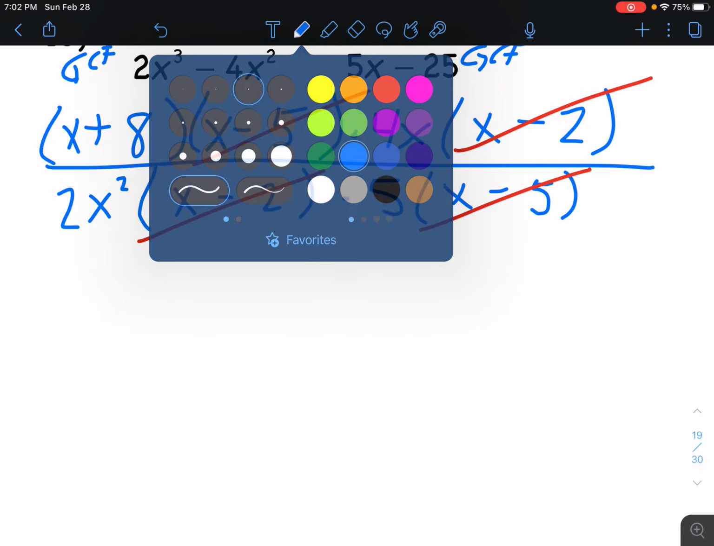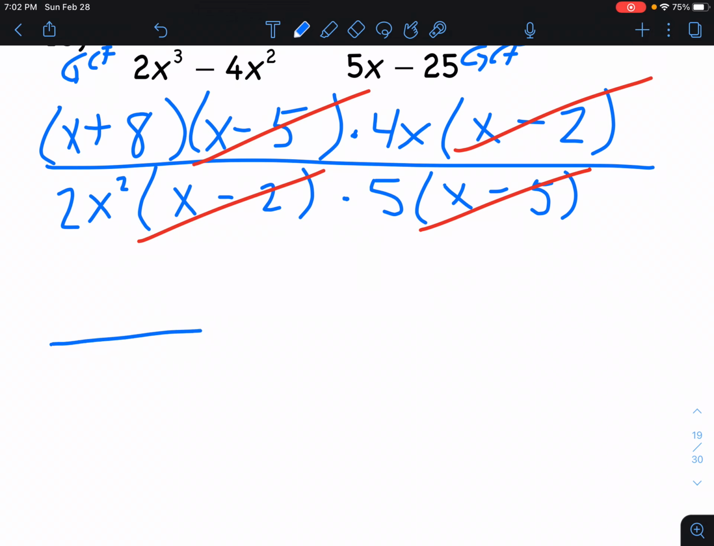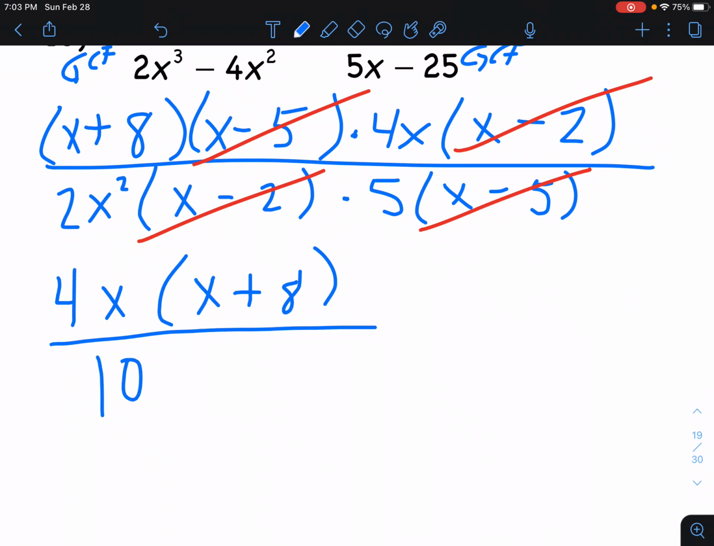We're not done yet. Let's put the monomials out in front and then go from there. So 4x will get moved out in front, that monomial, followed by x plus 8. And then on the bottom, 2x squared times 5, that would be 10x squared. 2 times 5 gets the 10. Now, we want to look at the monomials here.